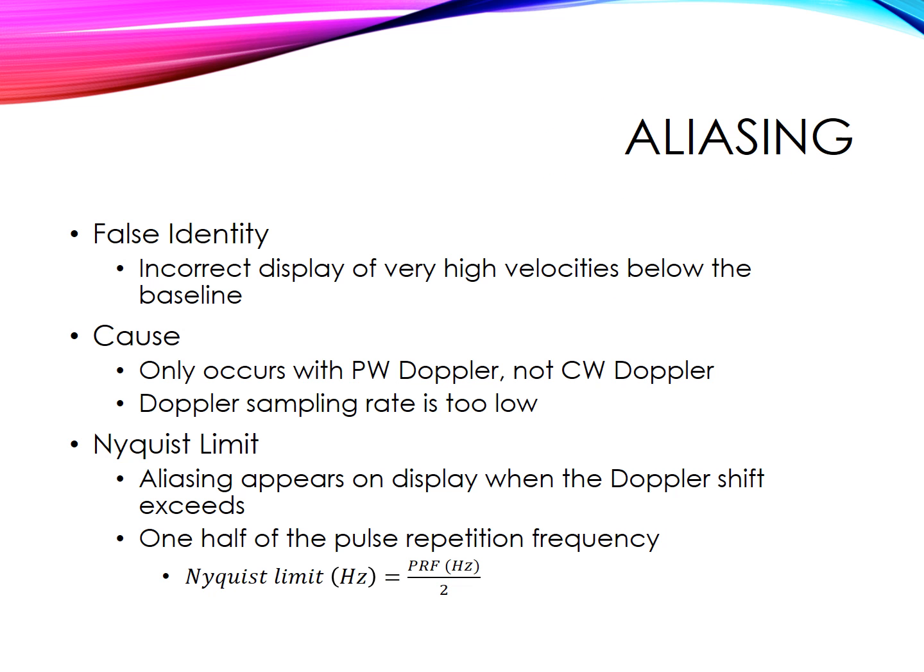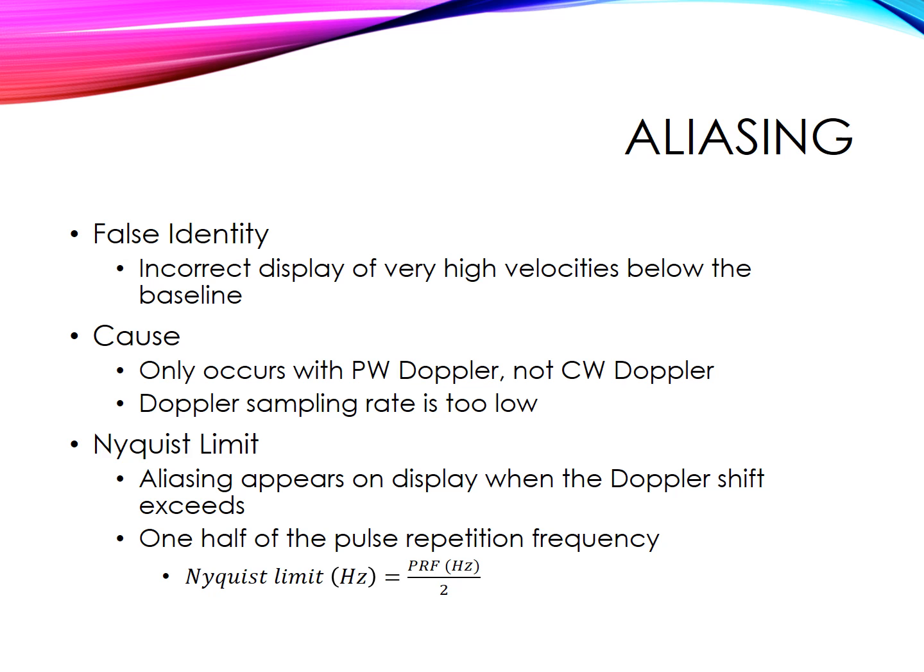So we've talked about aliasing a couple times now, once in the artifact lecture, as it is technically an artifact, and again a little bit in this lecture as we've discussed the difference between continuous wave and pulse wave and why we would want to switch between the two. So aliasing is important to understand, as we do need to be able to correct for it as we are interrogating velocity of blood. So aliasing is the false identity, in that it is the incorrect display of very high velocities below the baseline.